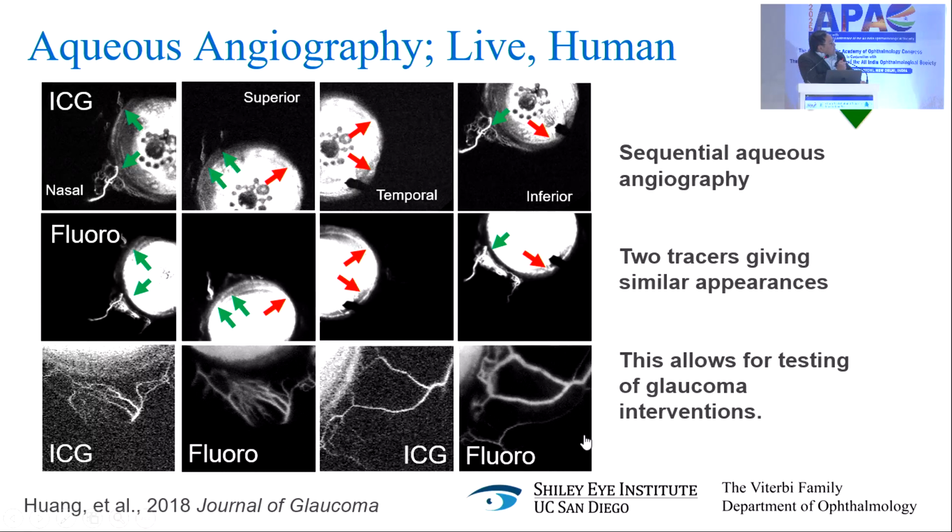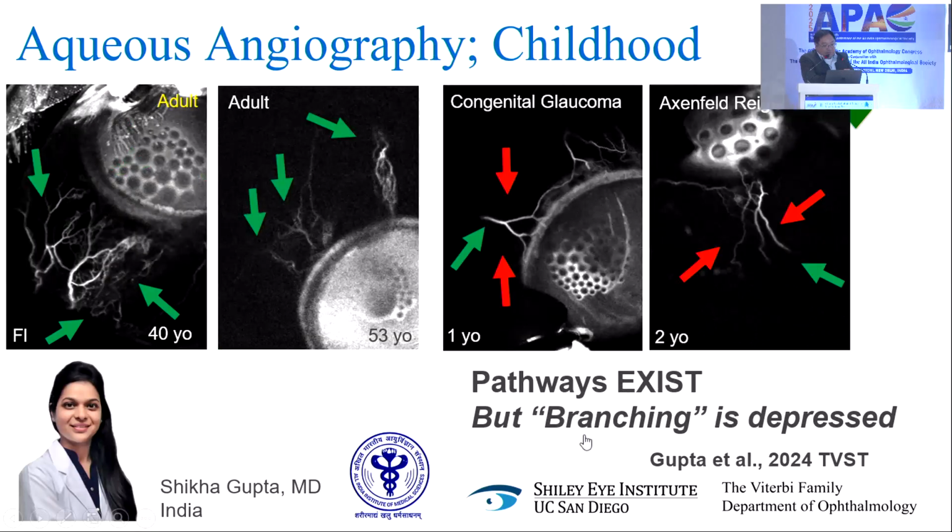We also started to do sequential imaging, meaning two dyes in one patient, back to back. So ICG first, fluorescein second. You can see that the patterns are very similar. That's the point. The molecules are different, so the imaging should be a little bit different, but mostly it's similar, and what that creates is an experimental system, because then you can use one tracer, get the background, then do something like a surgery or add a drug, and then add the second tracer and see what the effect is.